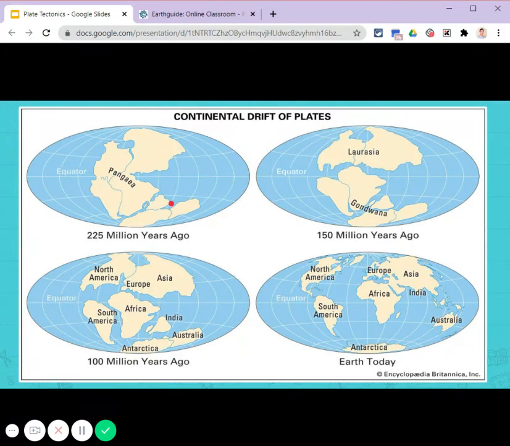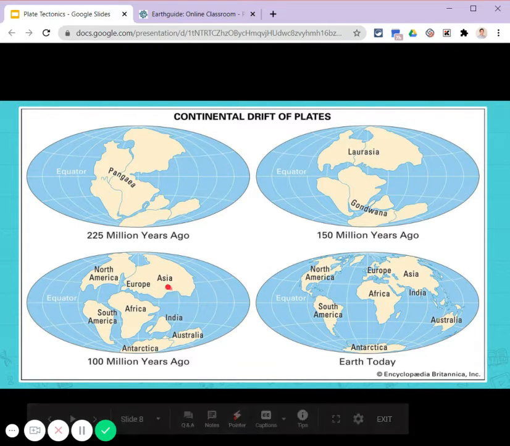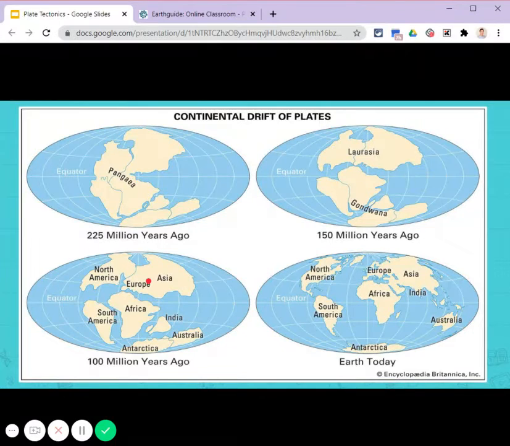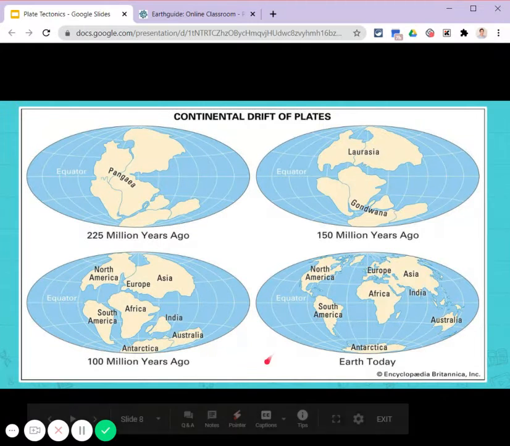That was around 225 million years ago. Fast forward to 150 million years ago, and we see that Pangaea has been broken up to Laurasia in the north and Gondwana in the south. Forward 100 million years ago, and you can now see the continents breaking into their sort of present positions until we finally get to the current positions. Okay.